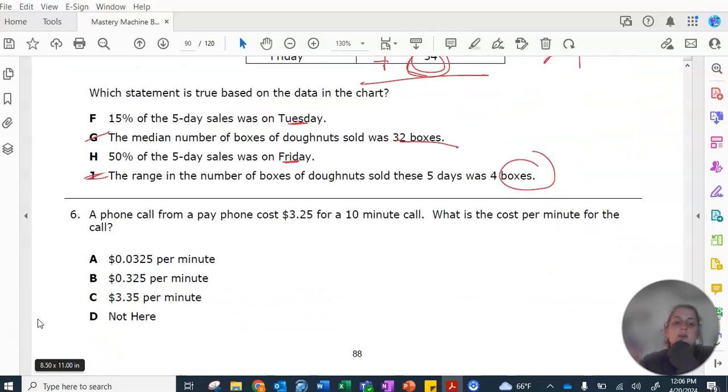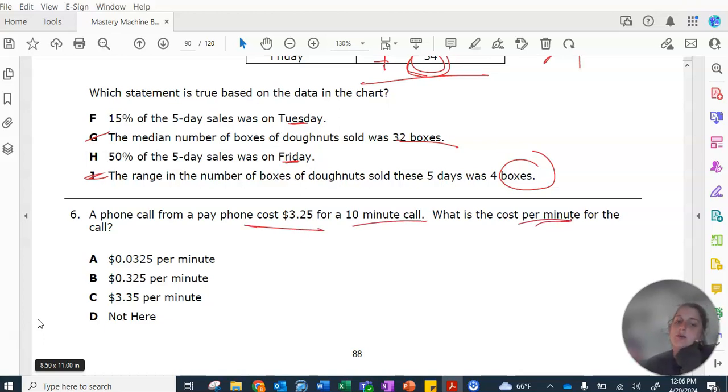Number 6, a call from a payphone. Ugh, payphones, not a thing you see that very much anymore, but they used to be phones that were just on the side of the road that you could put quarters into to call before most people had cell phones. It costs $3.25 for a 10-minute call. What is the cost per minute?